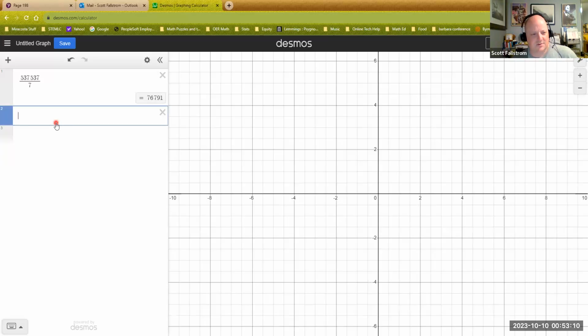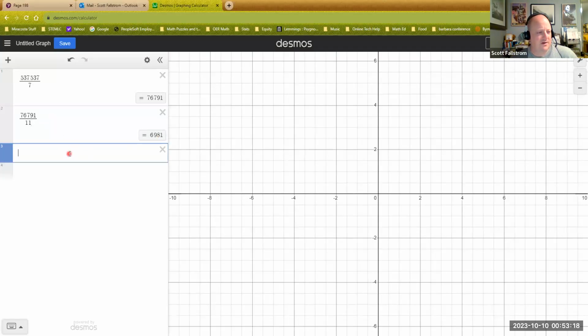And then we'll do that again. So 76791. This time it says divide by 11. And it went in perfectly again. Okay, that's kind of nice. So now type in the last little piece, which will be 6981. And we're going to divide by 13. And you end up with 537.